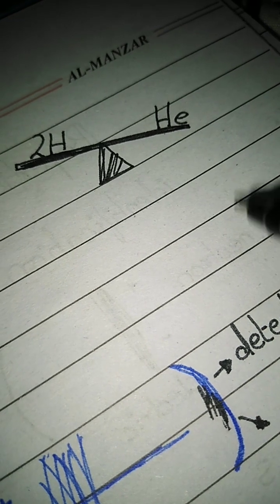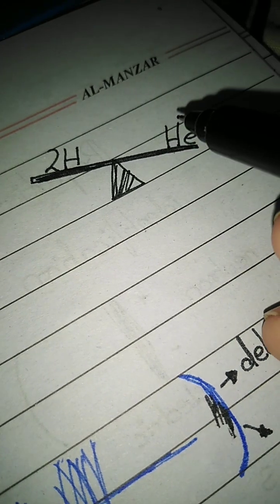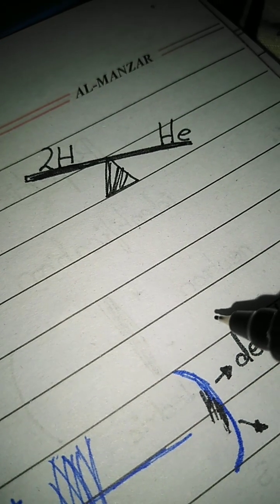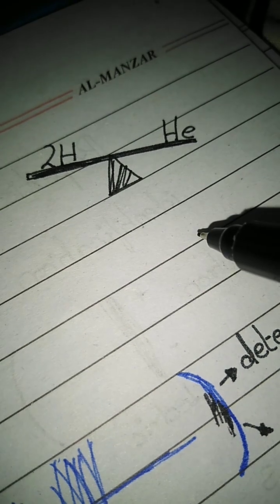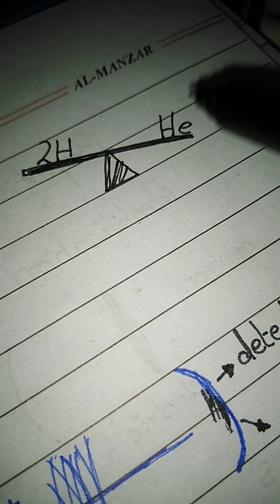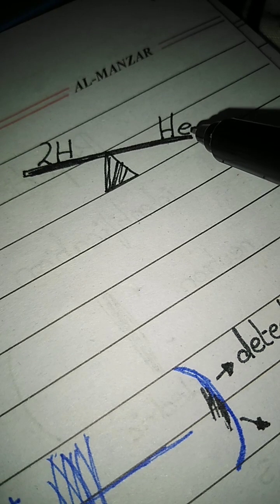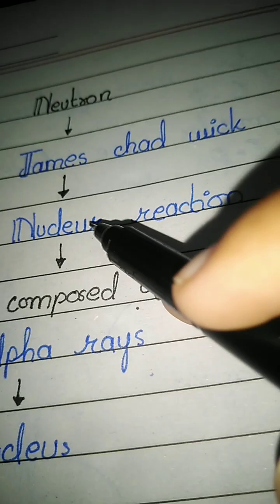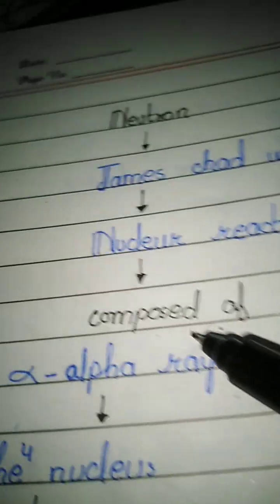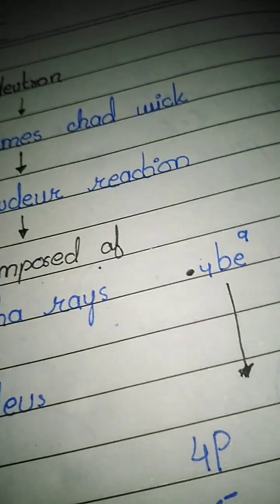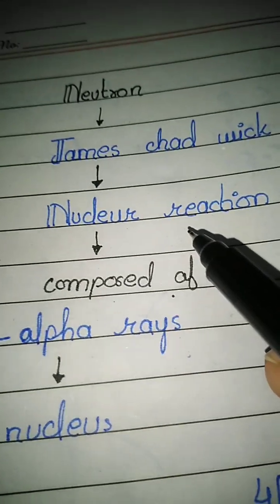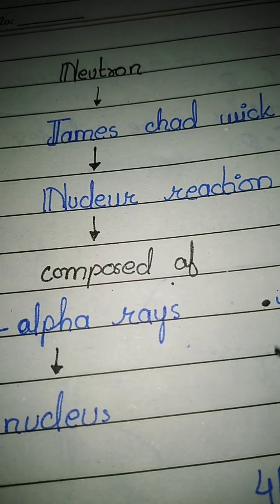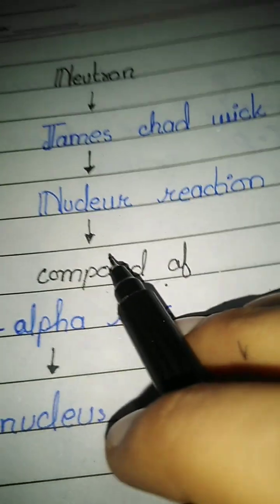But how? This consists of 2 protons and this consists of 2 protons too. So how is helium heavier? At that point, Rutherford said that there must be another particle existing in the atom. From there, James Chadwick took a nuclear reaction, using some rays and some elements, to prove whether there is another particle or not. For that he used a nuclear reaction.